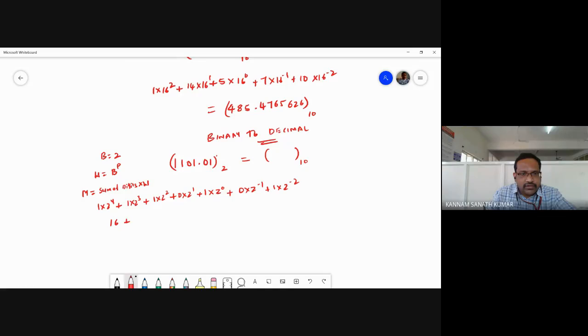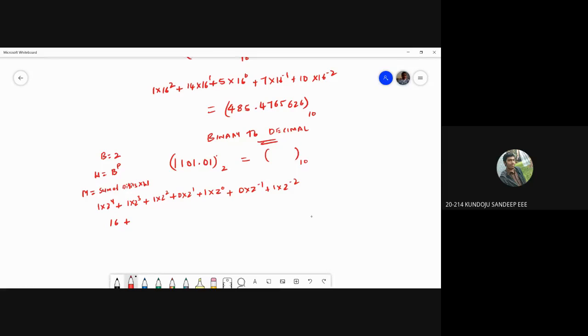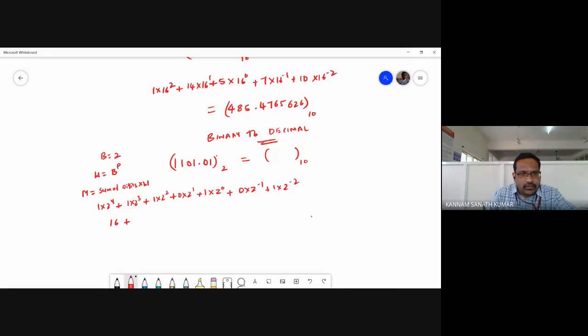2 power 4 is 16. Sir, 2 power 4 will not come, sir. Sorry, 2 power 4 will not come, no? Okay, okay. This is 8. That's what I am seeing. This is 8.